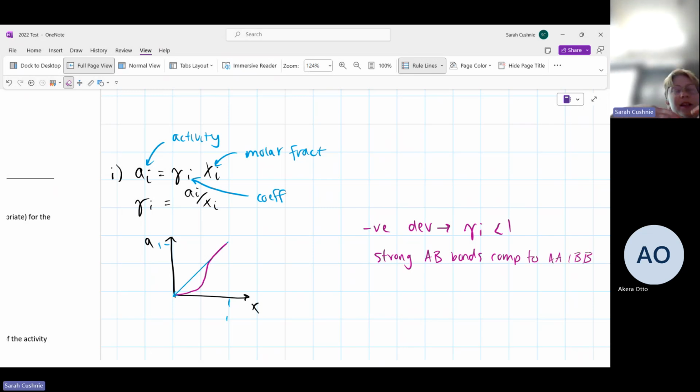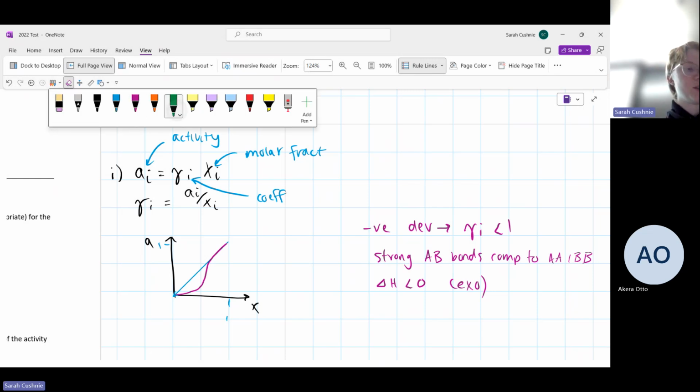And what that's saying is basically they really like existing together. They really like just existing as a mixture and they don't want to be reactive as their individual components. That's kind of what it indicates. We also know that it's going to be exothermic, so delta H is going to be less than 0. The way I like to think about that is it's negative deviation, so our enthalpy is going to be negative because it's exothermic.